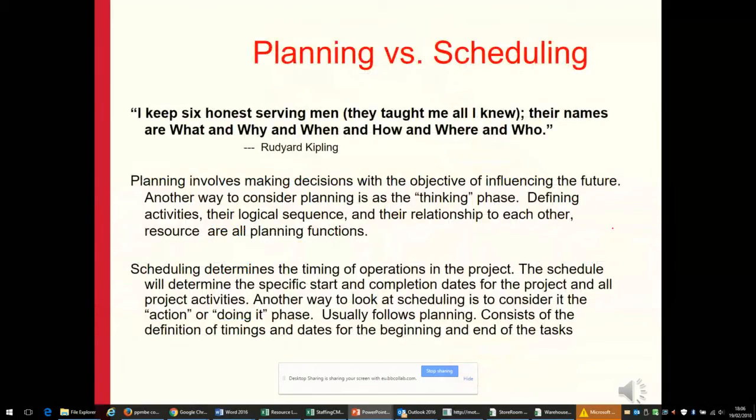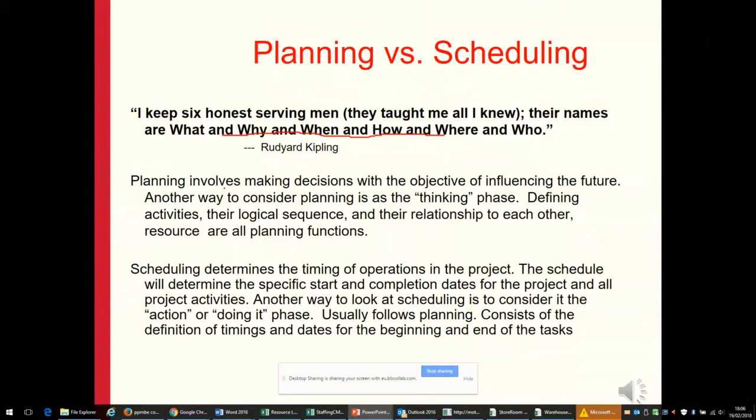So starting with definitions of planning and scheduling, drawing upon Kipling's definition, I keep six honest serving men. Their names are what and why and when and how and where and who. And the whole process of doing the planning and going into these nitty-gritty details of identifying early start times and the logical sequence of various tasks helps us better reflect and think on what and why and when and how. And it's a good communication tool.